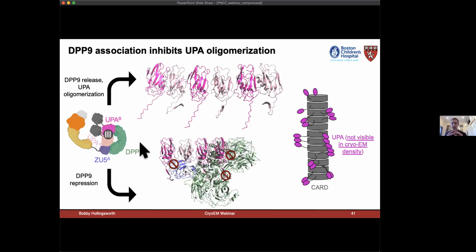To tie both ends of the story together, we found that this DPP9 ternary complex is comprised of a full-length NLRP1 and this C-terminal fragment that contains a UPA subdomain and a CARD subdomain. Because it's in this complex, that UPA-CARD fragment is sterically hindered from forming any sorts of polymers. Upon degradation of full-length NLRP1, these C-terminal fragments are free to self-associate. The UPA domains cluster and allow the CARD domain to form a central CARD helix. And that's all I have for this part of the talk.